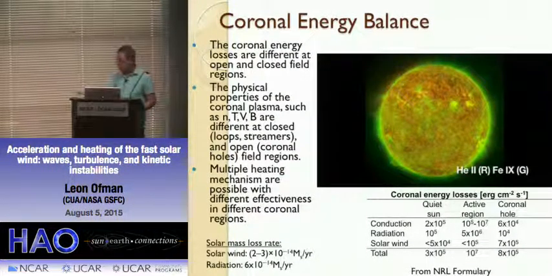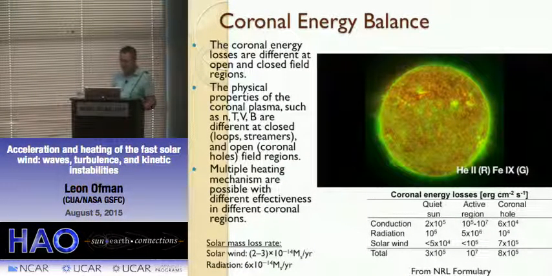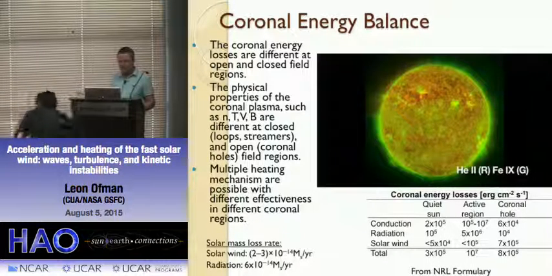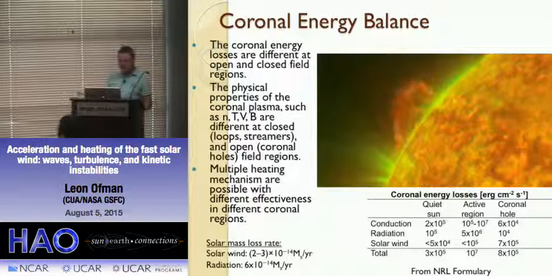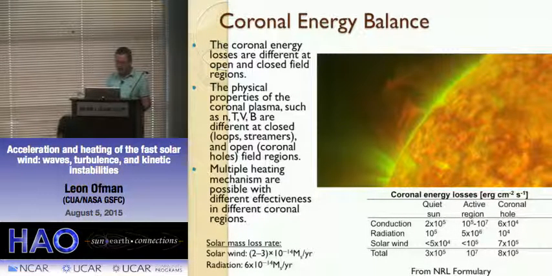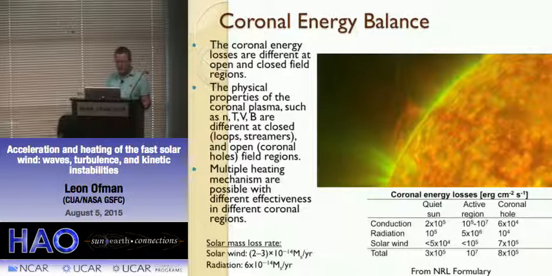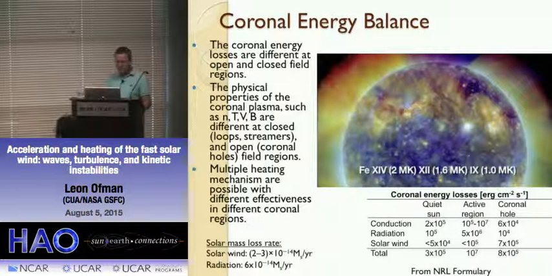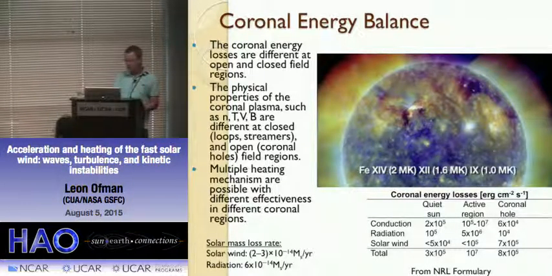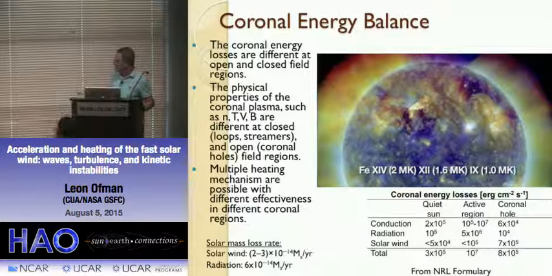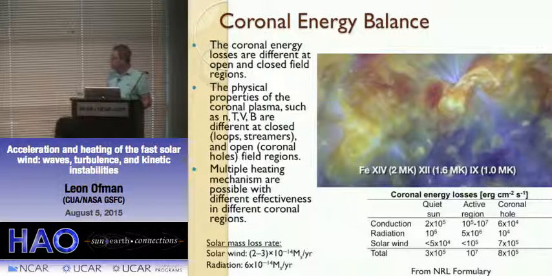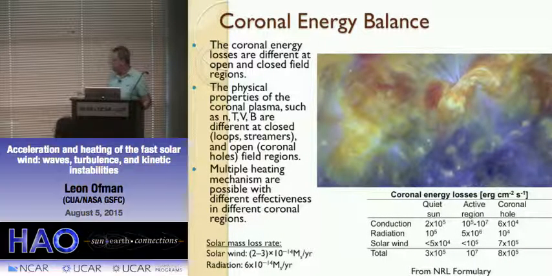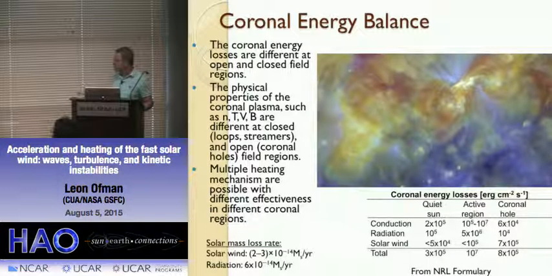So, starting from the very basic aspect, we are looking at the coronal energy balance, which is basically the source of our solar wind. In the background, we see an SDO movie running, showing the corona in various wavelengths that correspond to different temperatures. As you can see, the corona loses energy through three main processes: conduction, radiation, and through the solar wind. And the losses are different in different parts of the corona.